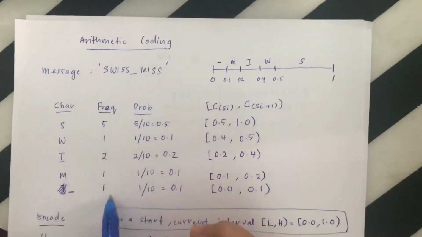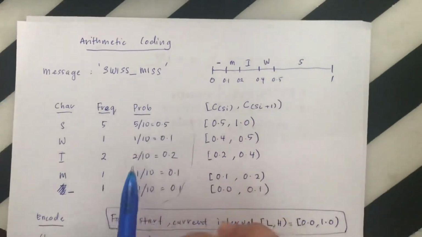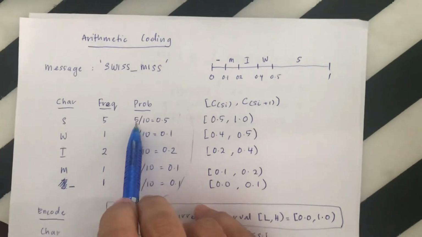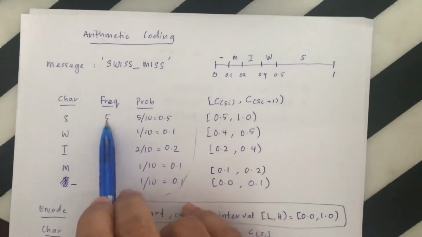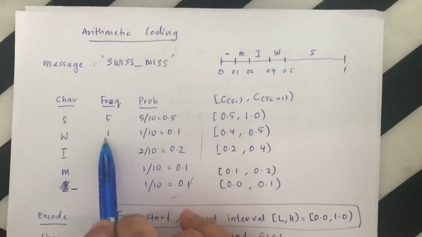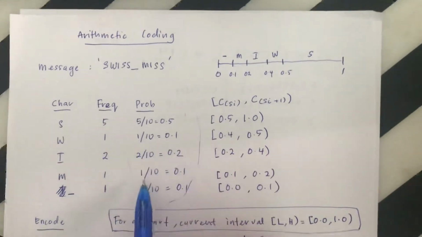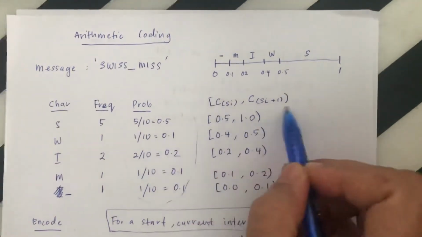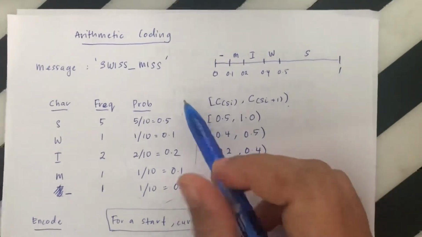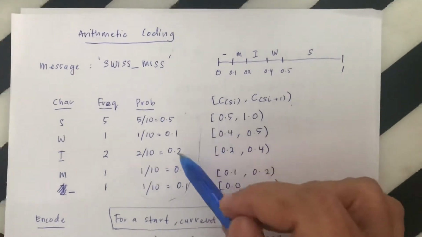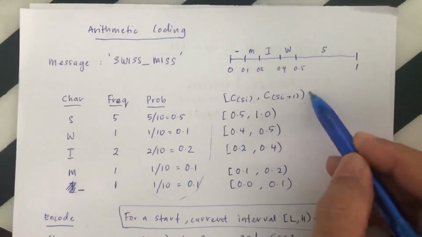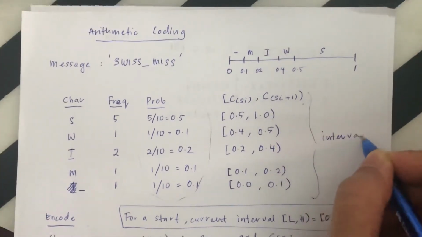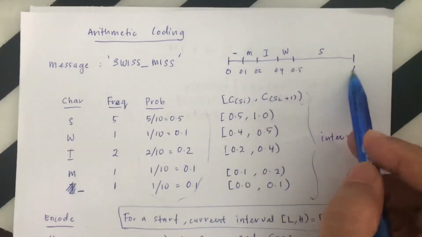From this frequency you get the probability. The total number of characters is 10, so the probability of S is 5 over 10, and the others are 1 over 10. Why do we need the probability? It is to get this interval.